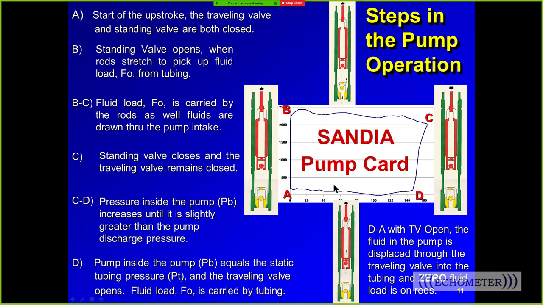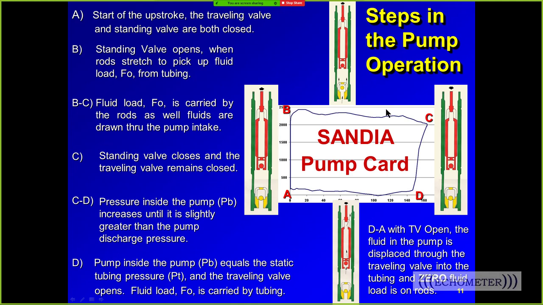All right, so this is an example of a downhole pump card measured with a downhole load cell. Sandia, back in the 1990s, put a downhole load cell in six different wells, and this is the recorded pump load below the weight bars above the pump with a downhole load cell. And so these labels here, A through D, represent things that happen throughout the stroke.